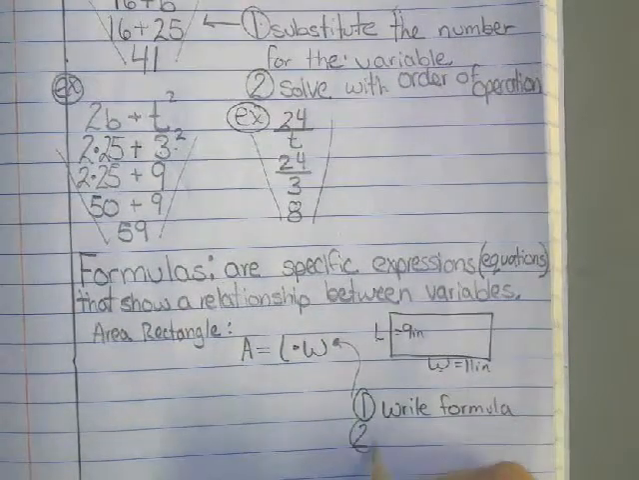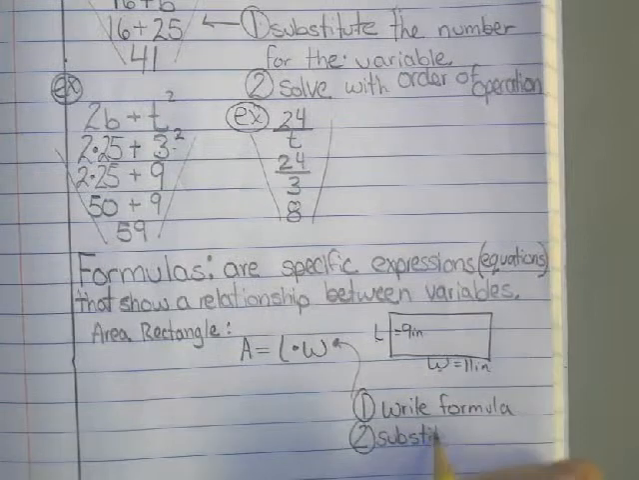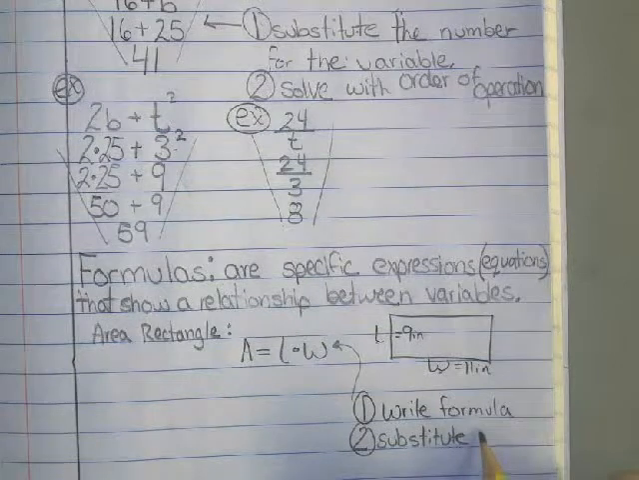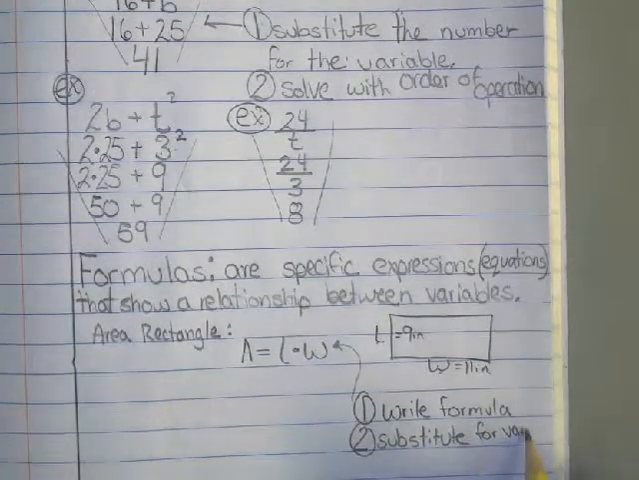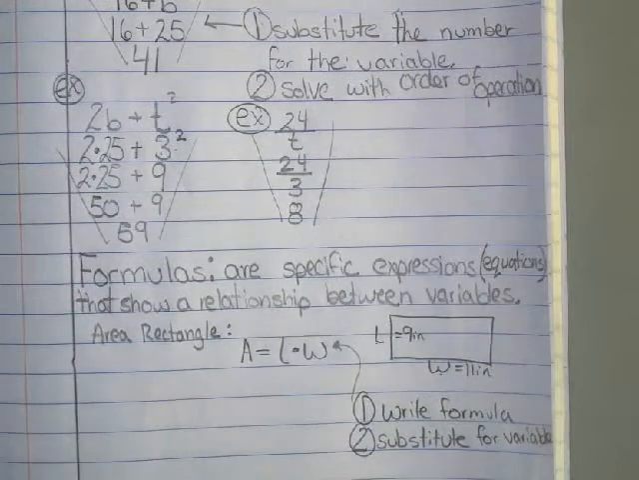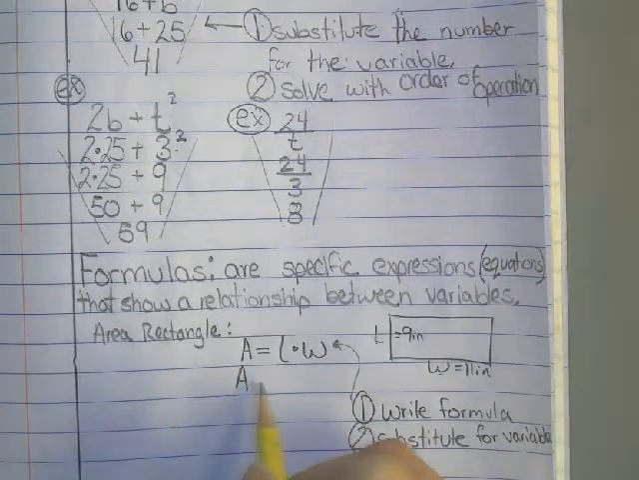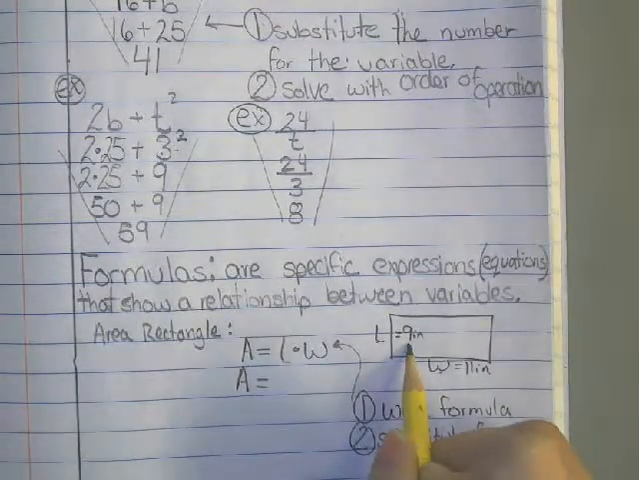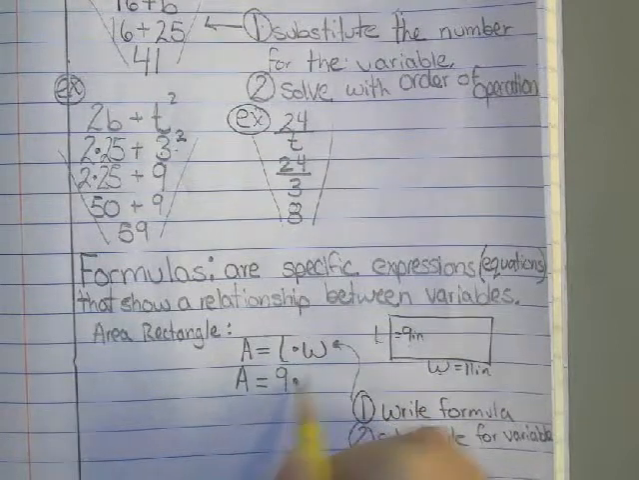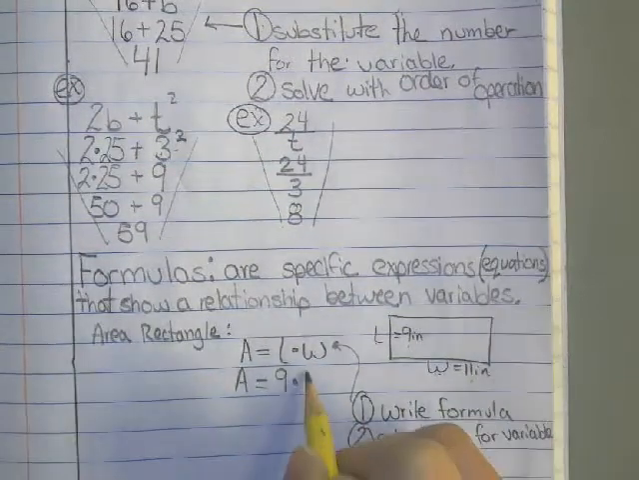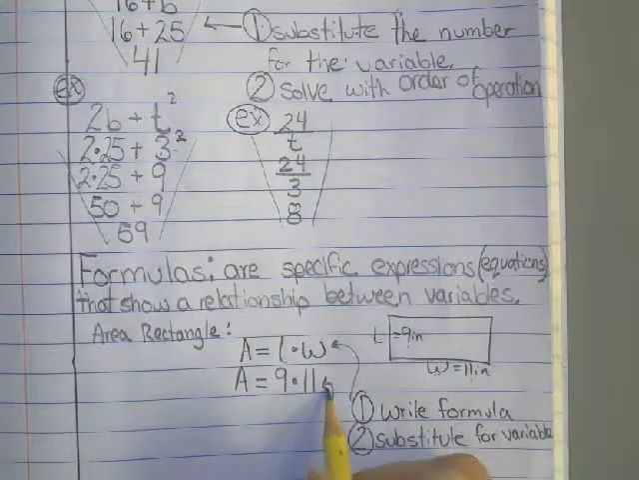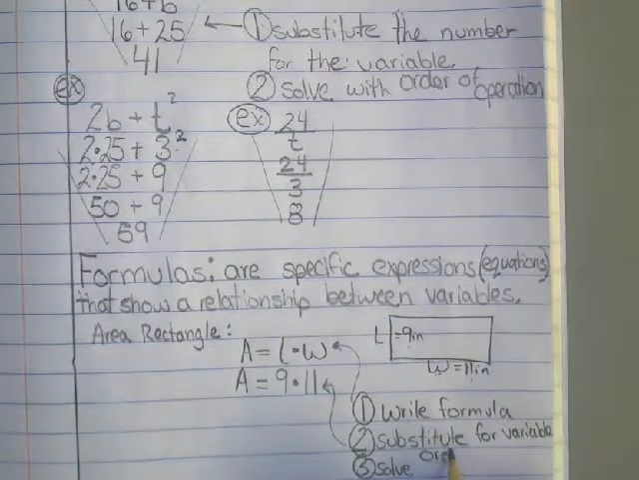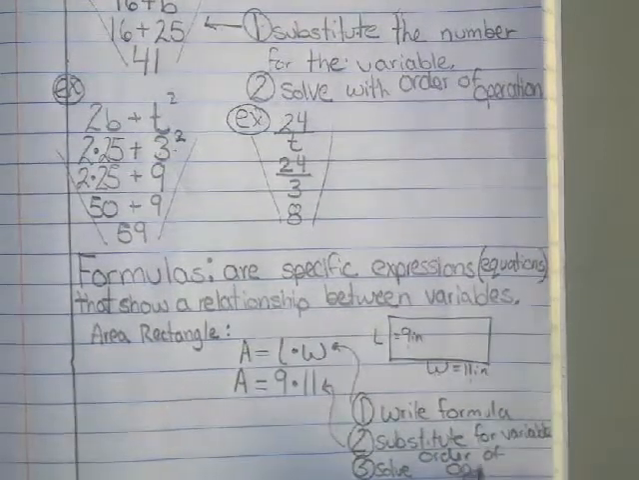Step 2 is substitute, just like we did up here for the variable. So we would say A, that's what we want to know, the area equals the length, which we said is 9 inches, so we put 9 there, times the W, which is 11 inches, so we put 11 there. That's the substitute. Step 3 would be to solve. That'd be order of operations.